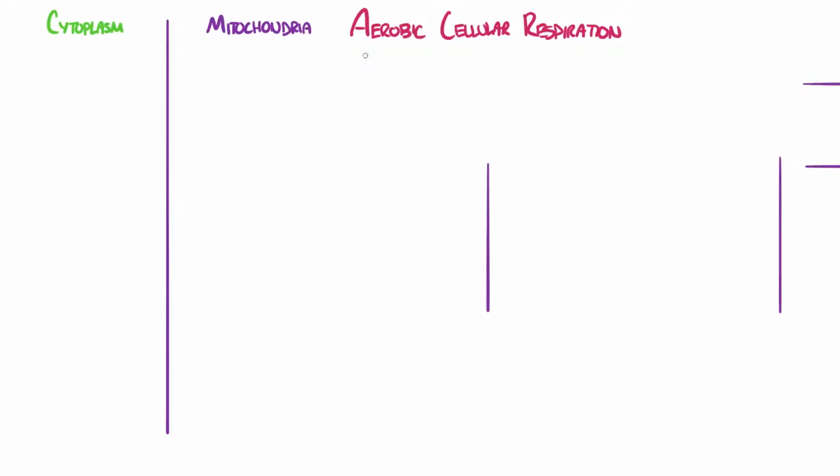For aerobic cellular respiration, this occurs when we have oxygen. The very first step is still going to be glycolysis. This was where we took our sugar molecule and we had to break it down. It was too complex to use on its own, so we have to break it down into something else first. So this was 6 carbons, and we break it down into 2 3-carbon compounds called pyruvate.